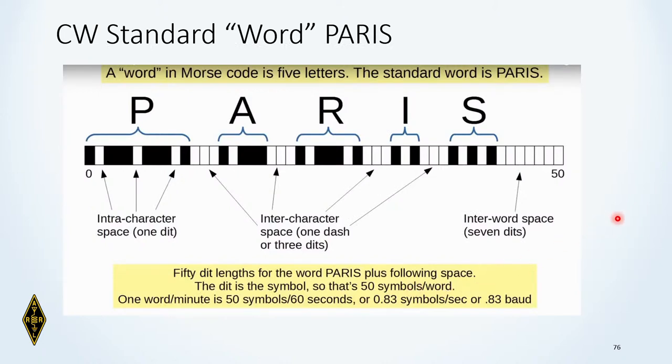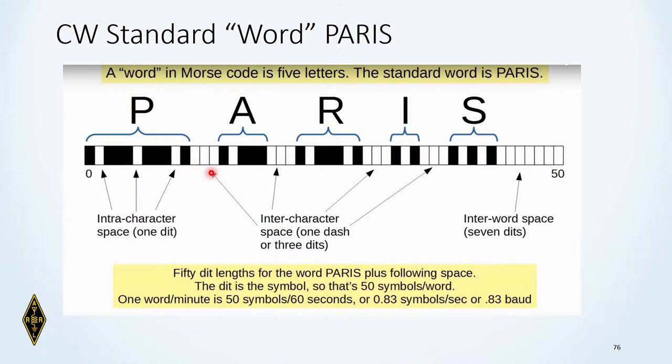So now we're going back to Paris. We all have our berets. So a word in Morse code is 5 letters. The standard word is Paris. And the thing that's magical about this, it's not really magical, but it's the reason that this word is used as a reference. The code elements in Morse code are dits and dahs, or dits and das. So Paris is da-da-da-dit. So we got one dit, we have one dit of silence, then we've got a da, one dit of silence, a da, dit of silence, and then signal again.